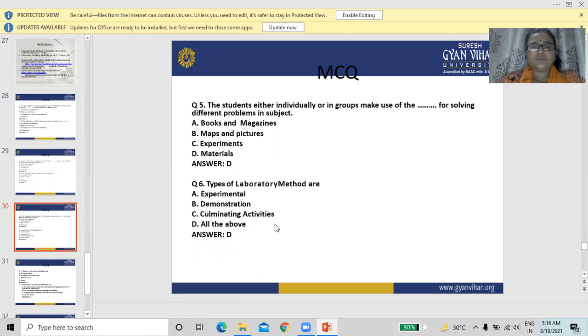Next MCQ. The types of laboratory methods are: option A, experimental. Option B, demonstration. Option C, culminating activities. Option D, all the above. Correct answer is option D, all the above: experimental, demonstration and culminating activities.